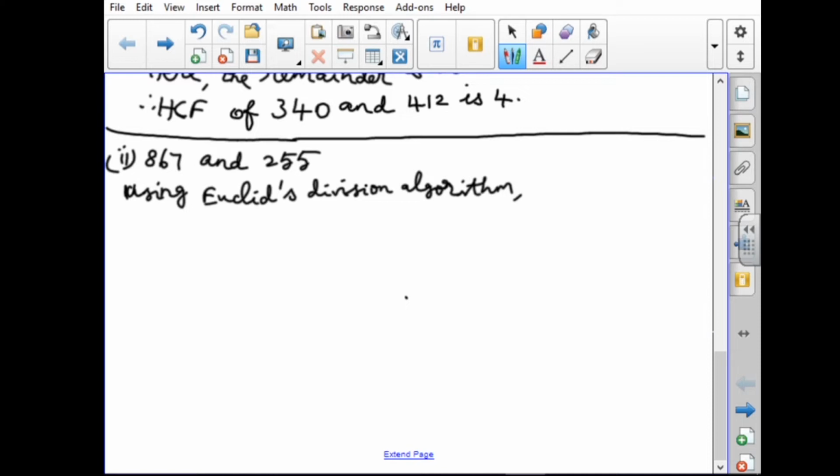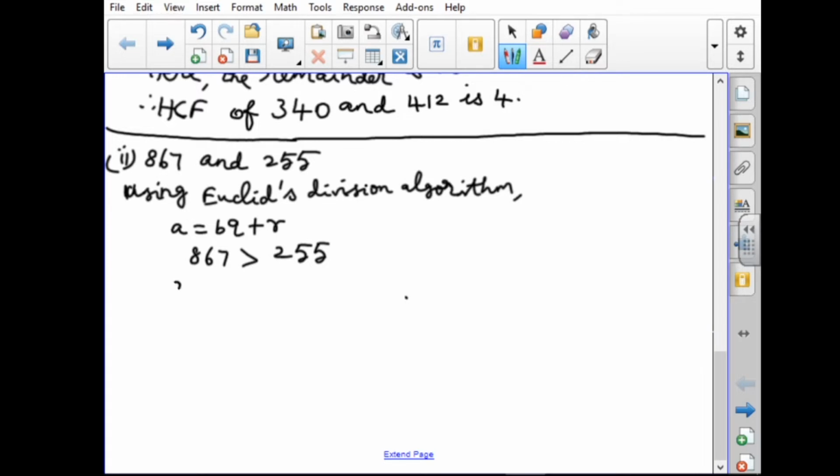The second one, 867 and 255, using Euclid's division algorithm. What to write first? The lemma, A equal to BQ plus R. First you have to check which number is the greater number. 867 and 255. 867 only is greater. So 867 is greater than 255. So this is the dividend, and this is the divisor. So this is a, this is b.